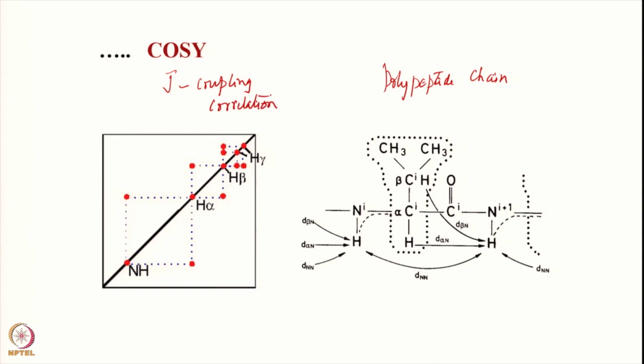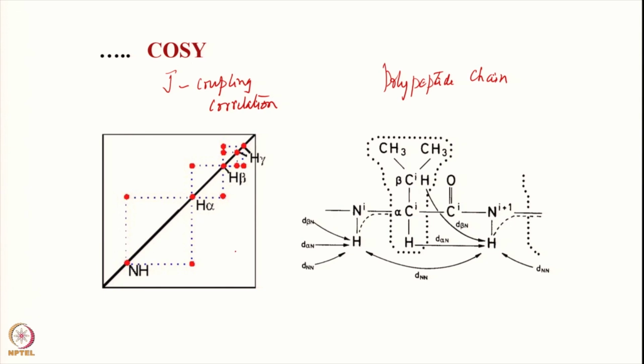J coupling correlation. Now what are the J couplings present here? Let us examine this molecule. We are talking about the protons here. Which are the protons present? NH proton, alpha proton, the beta proton, and the methyls. And the methyls we call gamma protons, okay, alpha, beta, gamma, and so on and so forth.